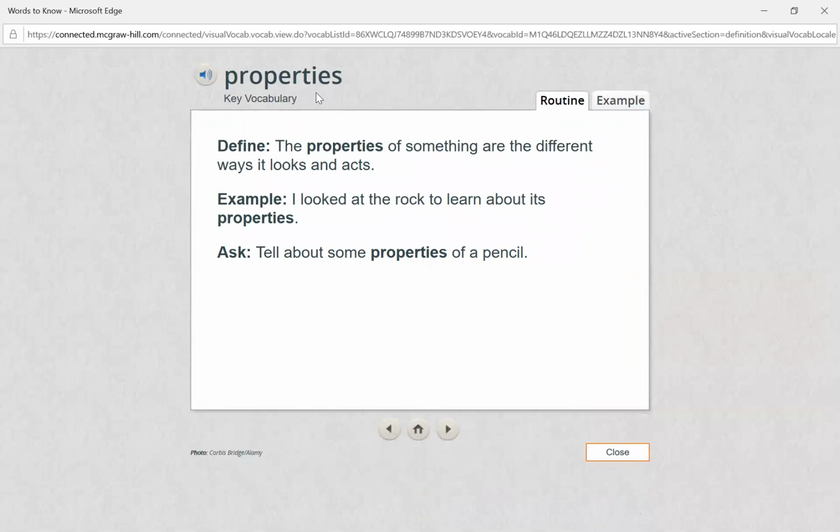All right, this word we had in science. Do you remember which word this is? This word is properties. So let's look and see what properties means. Properties. The properties of something are the different ways it looks and acts. I looked at the rock to learn about its properties. Tell about some properties of a pencil.